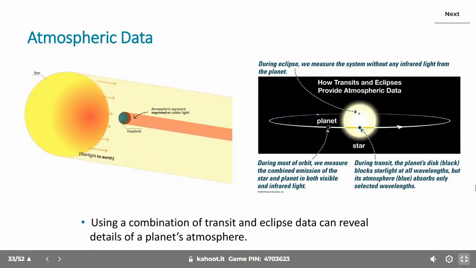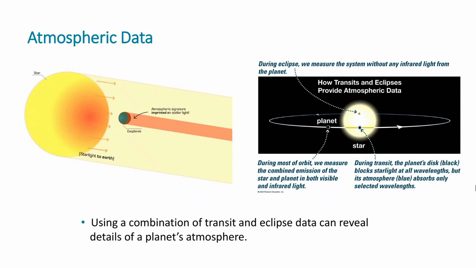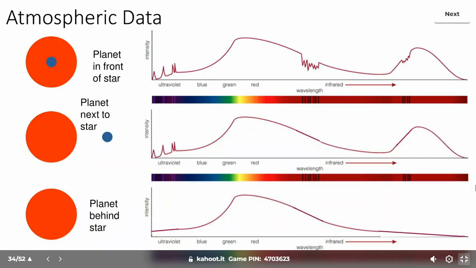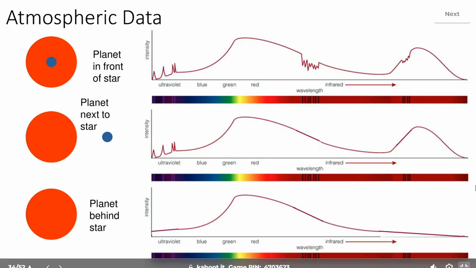The other interesting data that we can get from the transit method is information about the atmosphere of the exoplanet. So to do this, we need to take data from when the planet is not in front of the star, when it is in front of the star, and then when it's behind the star. So we need the transit and the eclipse. So the data that we get might look something like this.